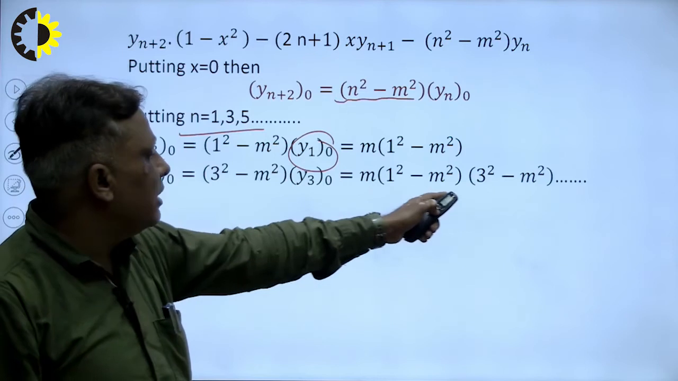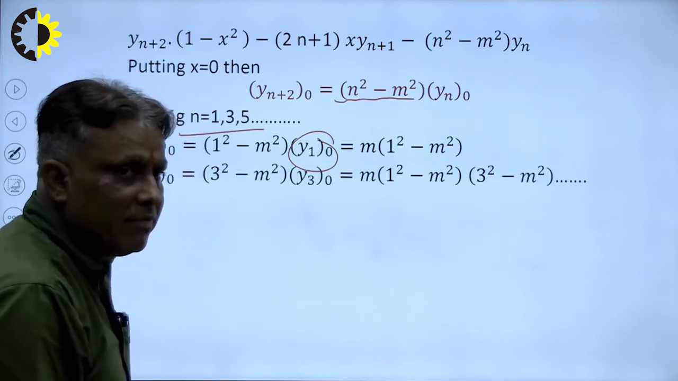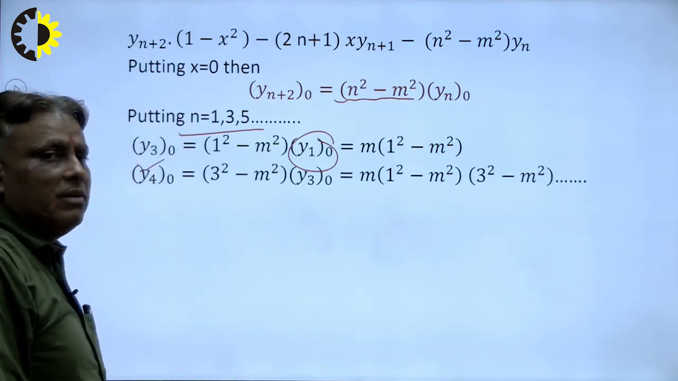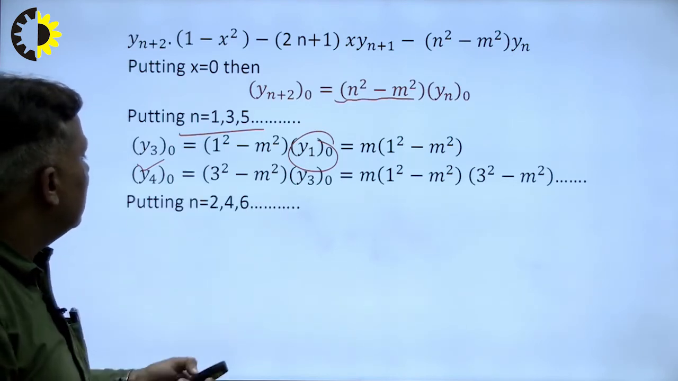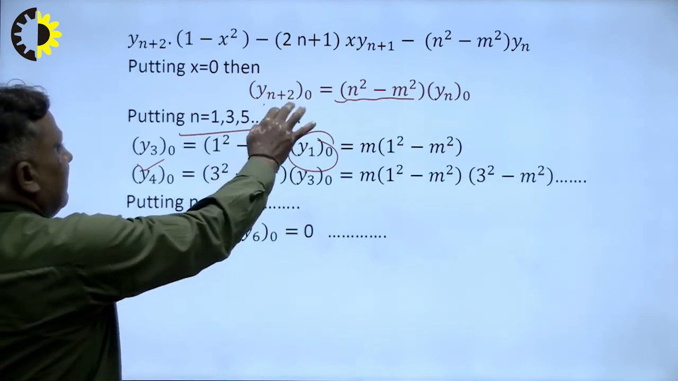In the same way I calculate here, right? So in this way we find out all the derivatives at a particular point. So I write here 2, 4, 6. Suppose I write here 2, so what will be the value of 2 here?